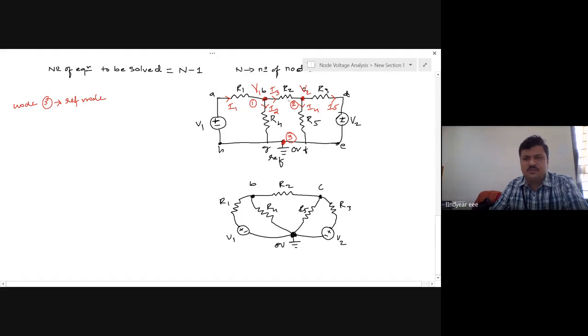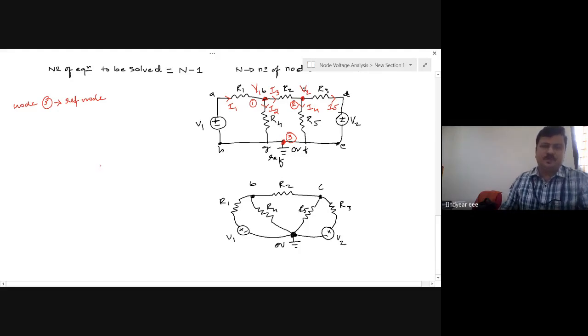I get 2 equations. So there is a 3 mesh circuit. If I use mesh current analysis, I have to use mesh 1, mesh 2, mesh 3. But if I use node voltage analysis, I can have only 2 equations. So the complexity reduces. The number of equations is less. Okay, that is one observation.